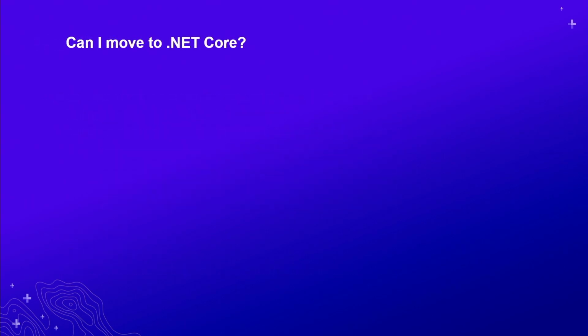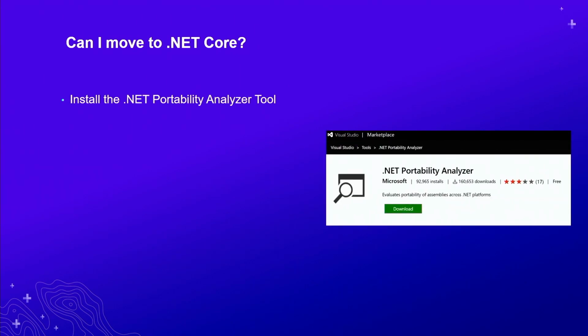But what if I do want to move my app? Say I have a .NET Framework app that I've been maintaining for a long time, and I want to get some of these cool new features, or maybe there's some ability to improve performance. One thing you can do to start with is go to the marketplace and install the .NET Portability Analyzer, and that'll give you an idea of how easy it's going to be to port your app to .NET Core. That's the first step you would be doing.